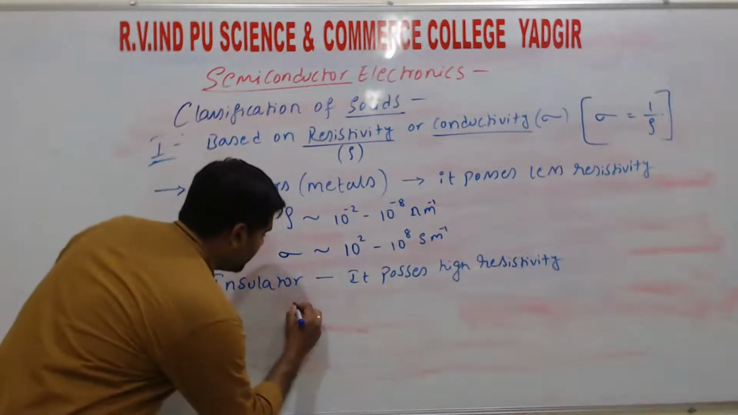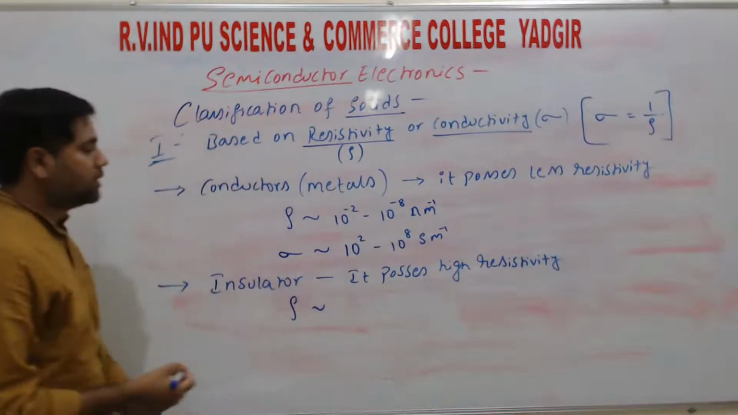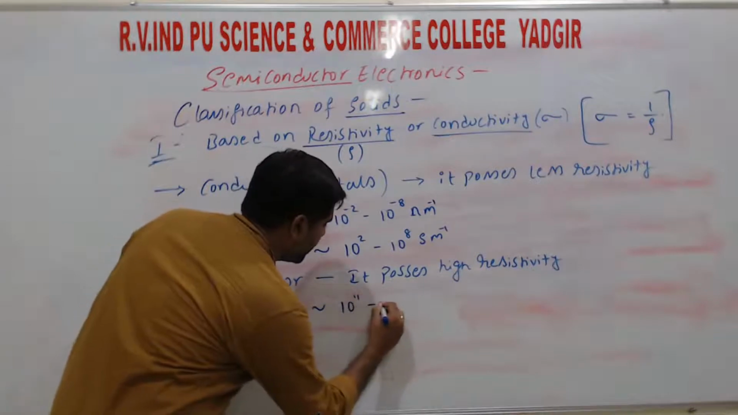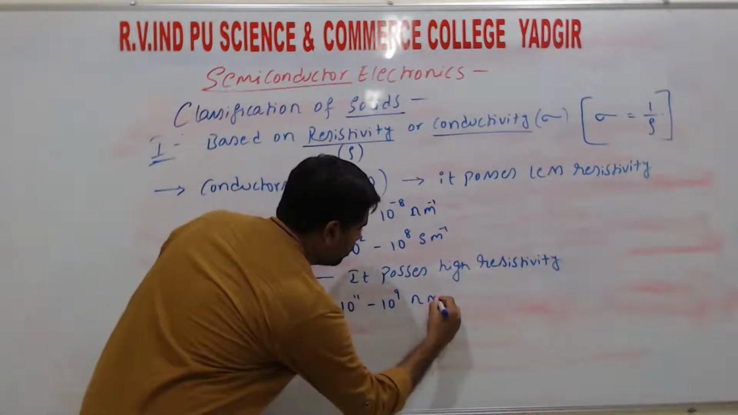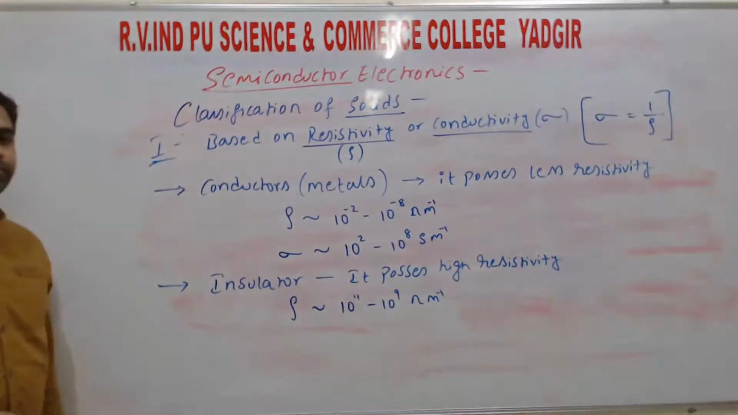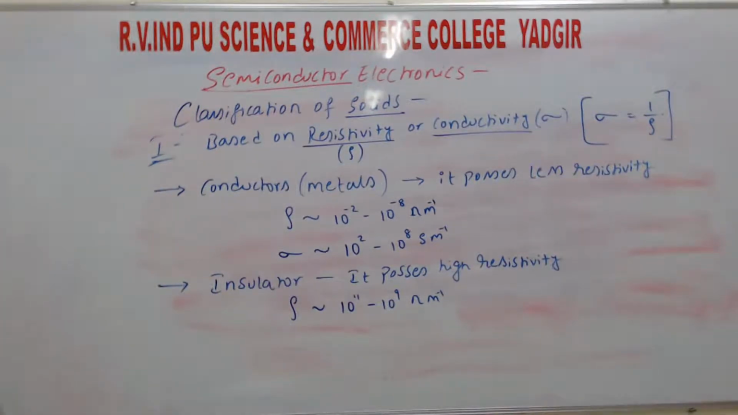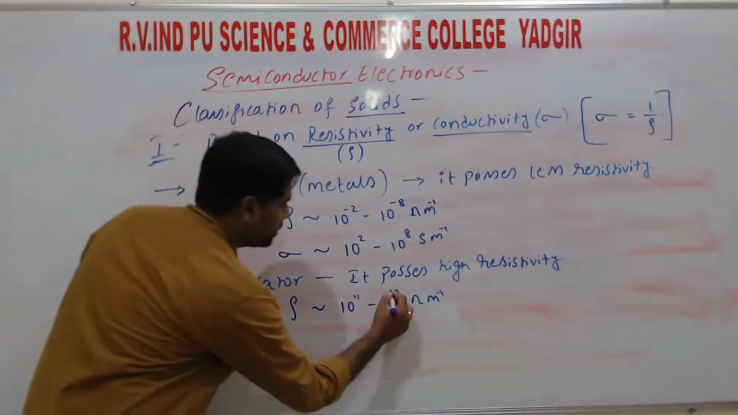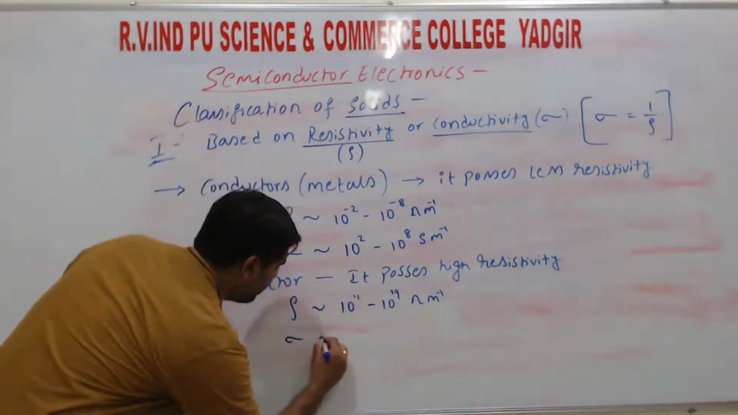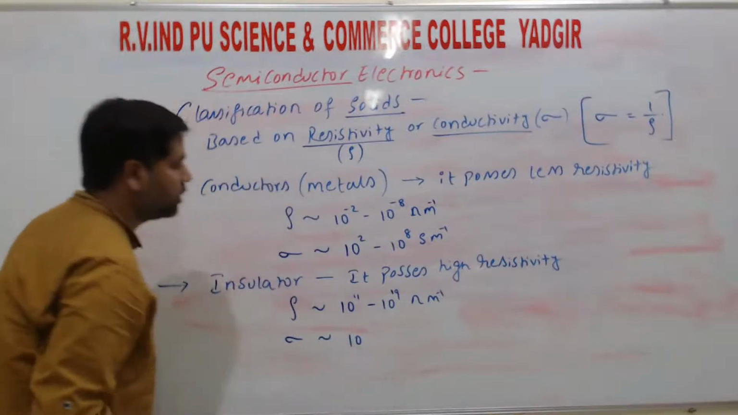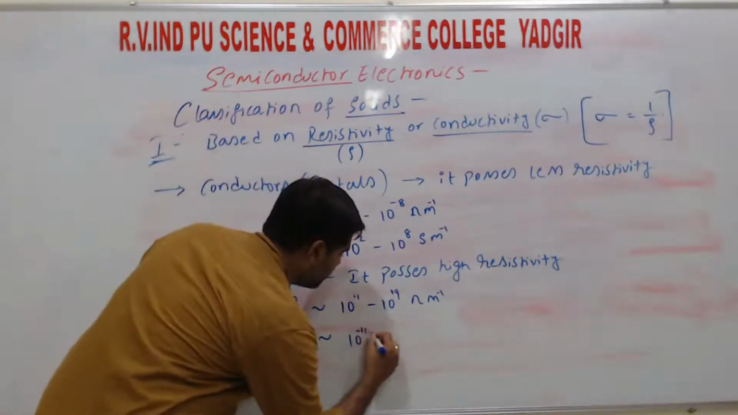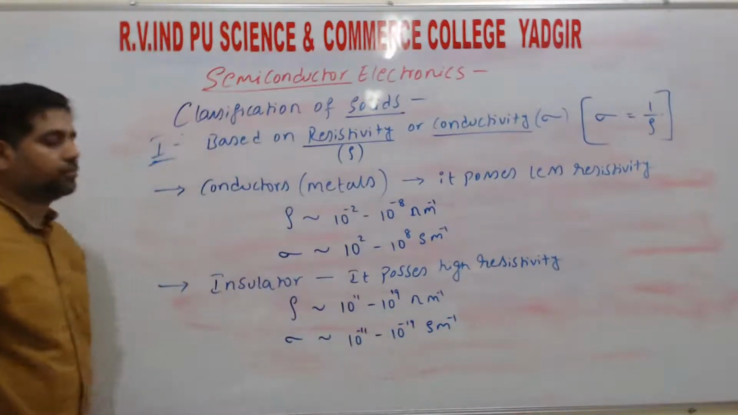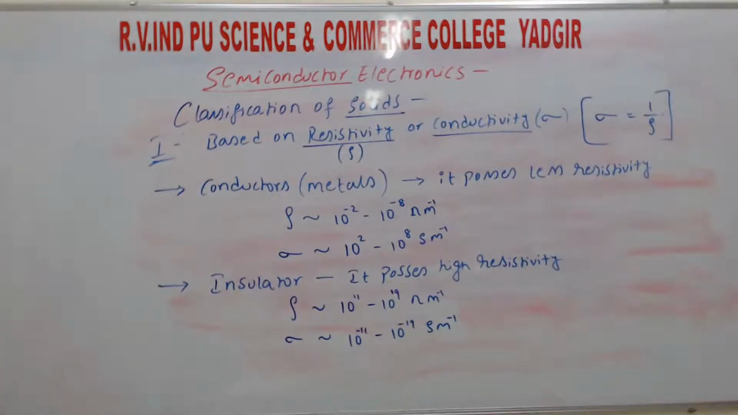So in an insulator, the resistivity value is ranging from 10 to the power of 11 to 10 to the power of 19 ohm meter. Similarly, if you write the conductivity value, the conductivity value is approximately ranging from 10 to the power of minus 11 to 10 to the power of minus 19 per ohm meter, right?